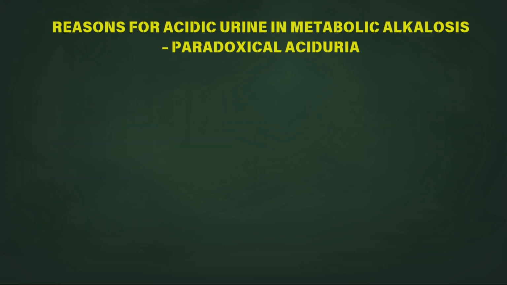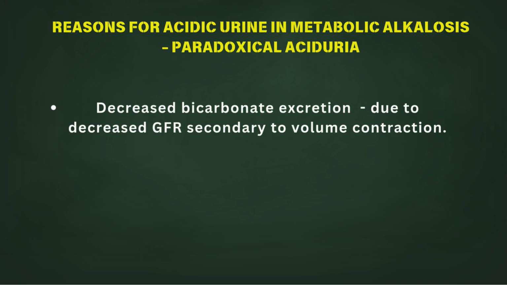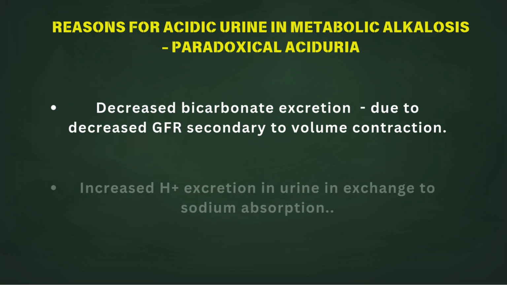So why is the urine acidic despite there being significant metabolic alkalosis in the blood? The mechanisms we have already studied before. Just summarizing them up, there is decreased bicarbonate excretion into the urine. This is because of the decreased GFR secondary to volume contraction. Number 2, there is increased hydrogen ion excretion into the urine in exchange for sodium reabsorption, which will make the urine more acidic.